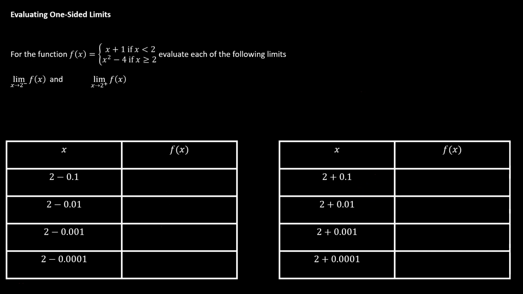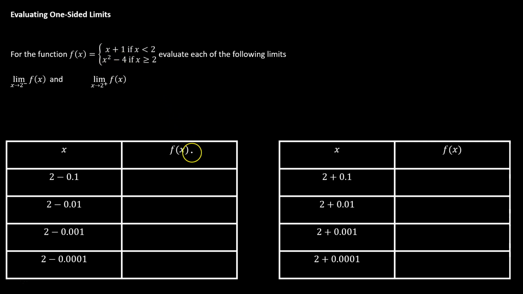One-sided limits are particularly useful for piecewise functions. So we have a piecewise function at the top of the screen called f of x. It's made up of 2 separate definitions, and the definitions meet up at x equals 2. So if we pick x values that are smaller than 2, we need to use the x plus 1 portion of this piecewise. If we use x values that are larger than 2, we need to use x squared minus 4 to define our function.